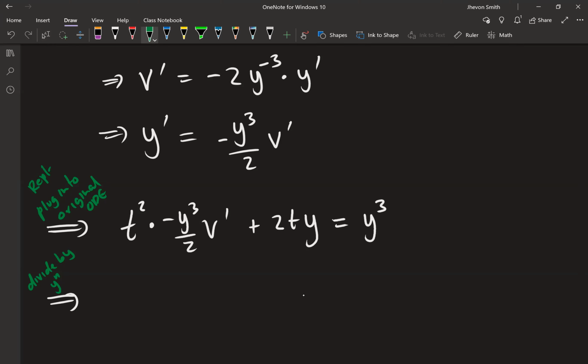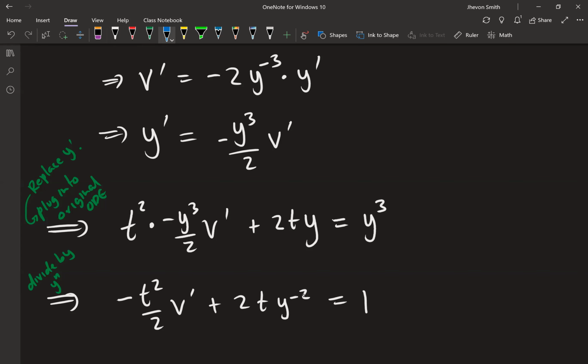Just replace the y prime. So when you plug this into the original, you're going to get this. Now look what's going to happen. I'm going to divide both sides by y cubed. So this means I'm going to have minus t squared over 2 v prime plus 2t y to the minus 2 equals 1.